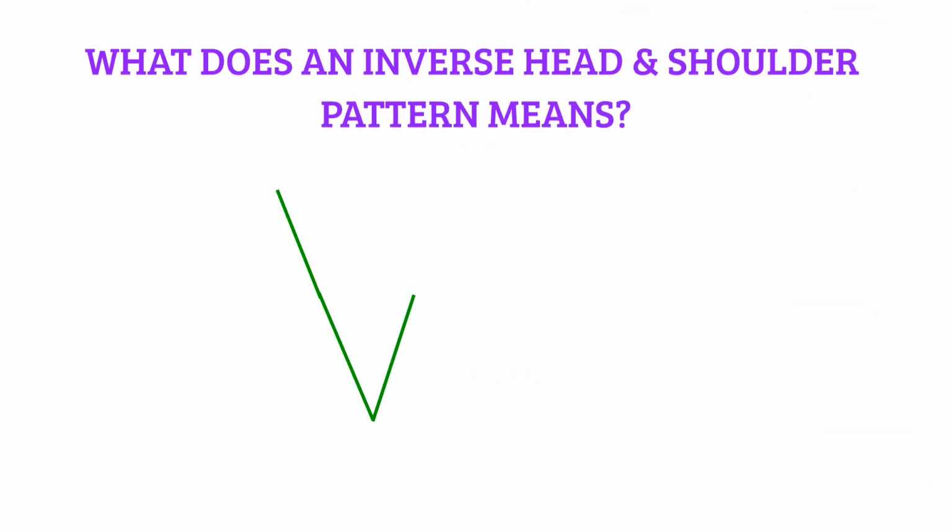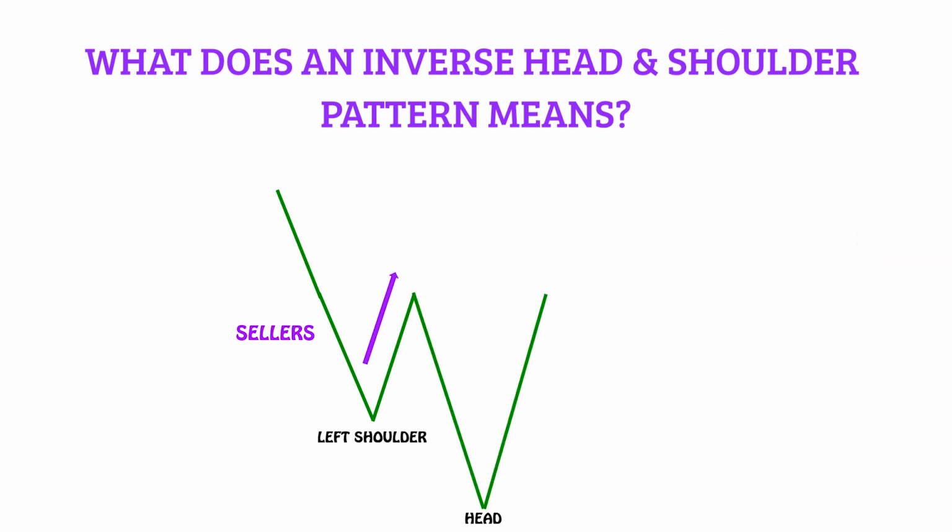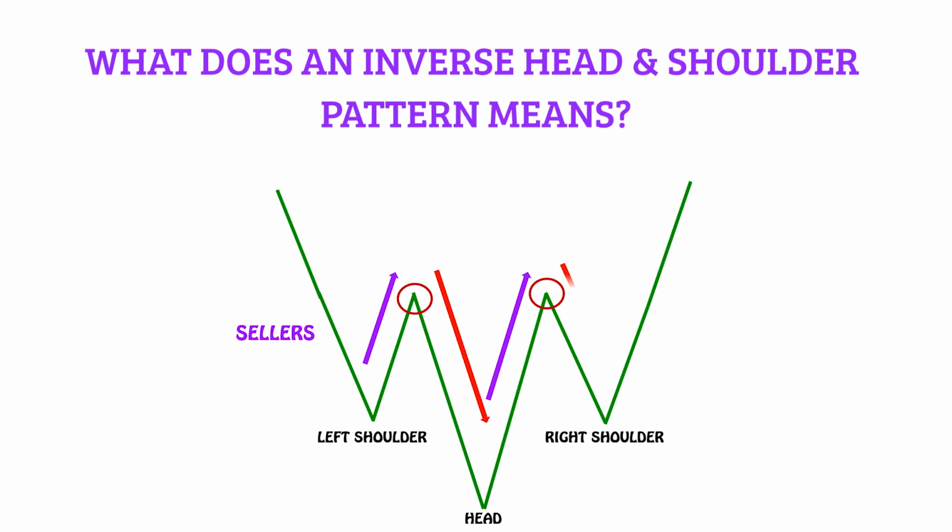The left shoulder forms when the selling pressure in the market is less in a downtrend. The head forms when the selling pressure increases again and then price moves up to a point near the previous high. The right shoulder forms when the stock price declines again but fails to reach its previous low and rallies again. A fourth component is the neckline, which is formed by connecting the two highs.